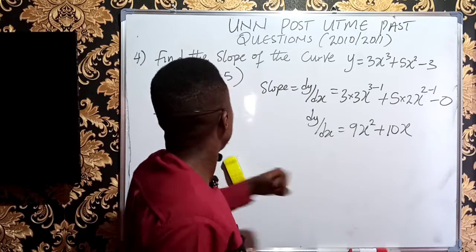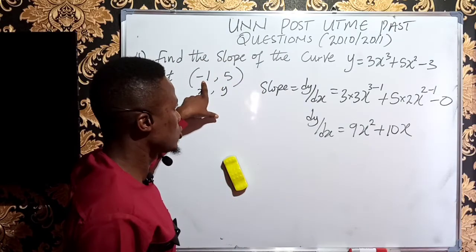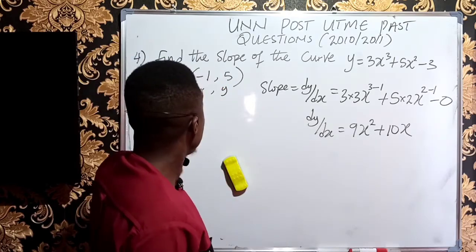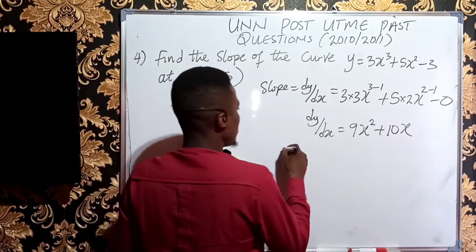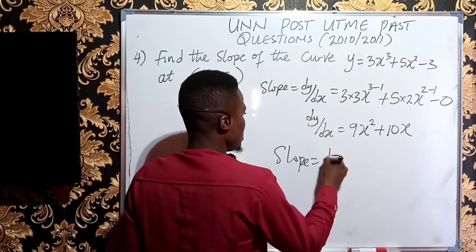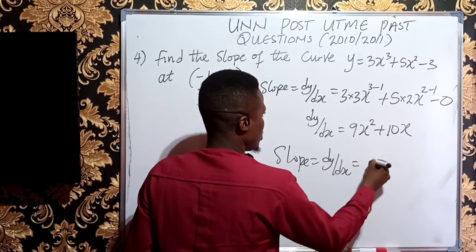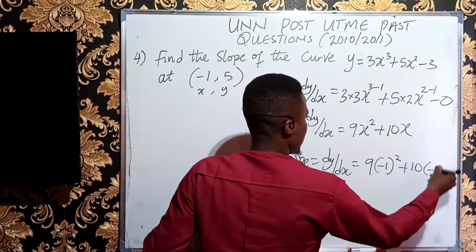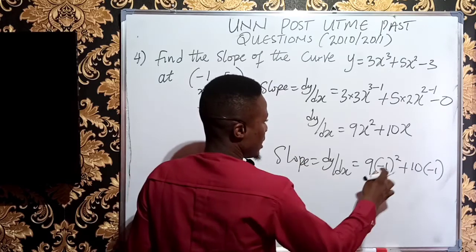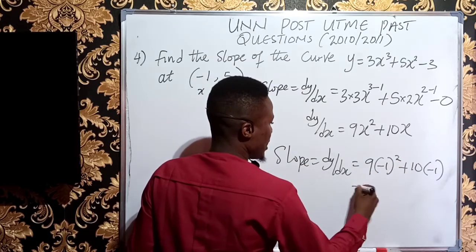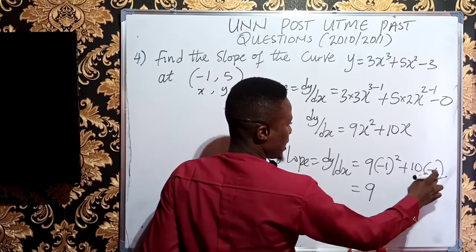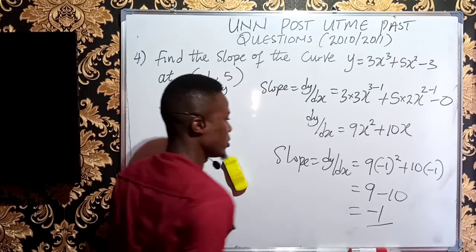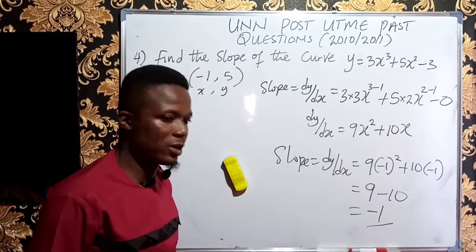So this is just the slope, but they say that the point where x is minus 1, this is for y, but we don't have y in this function. So we plug in the value of x as minus 1 here. So my slope, which is dy/dx, will just be 9 bracket minus 1 squared plus 10 bracket minus 1. So I'm putting minus 1 there. Minus 1 squared is 1. 1 times 9 will give us 9. 10 times minus 1 is minus 10. And 9 minus 10 will give us minus 1. So the answer is minus 1.